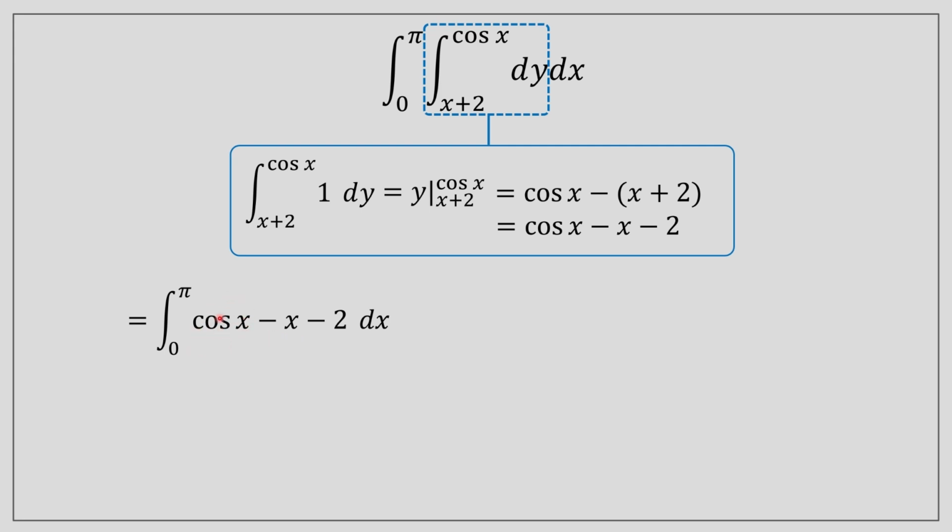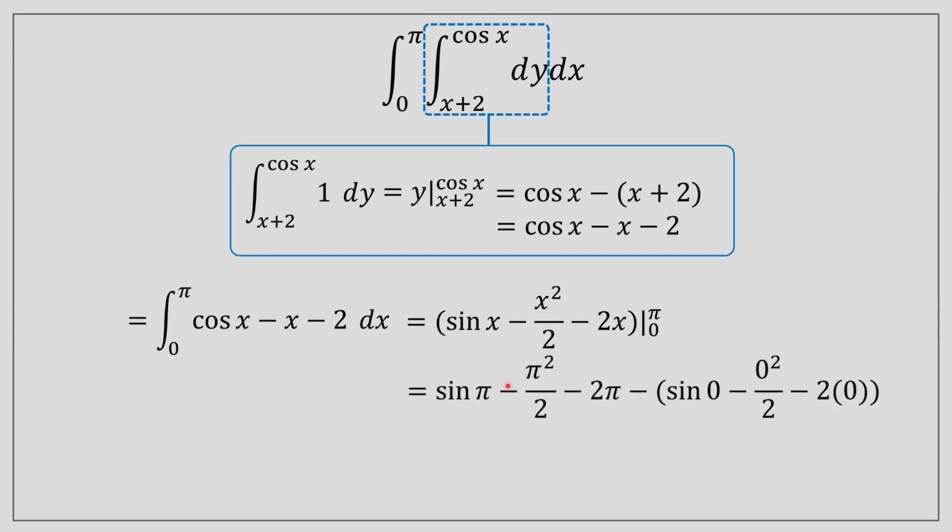You are going to have to take the integral of cos of x, then negative x, and then negative 2, which is very straightforward. So we're going to do that. When you take the integral of cos of x, it's going to be sine of x. Here it's going to be subtracted with x squared divided by 2 minus 2x. And then since it's a definite integral, we're going to have an upper and lower bound. So we are going to replace x with pi inside this equation and with 0, and they're going to be subtracted. So we can rewrite the answer over here.